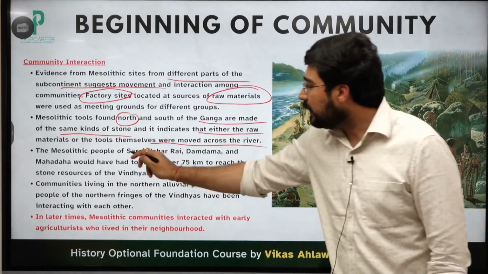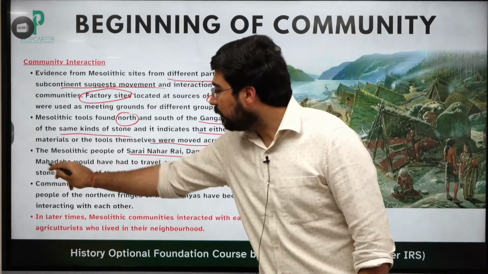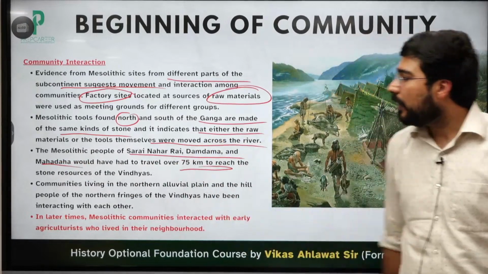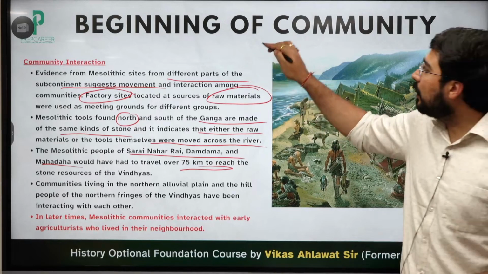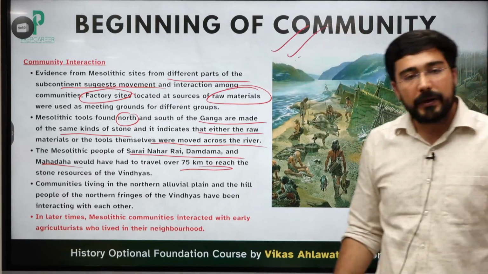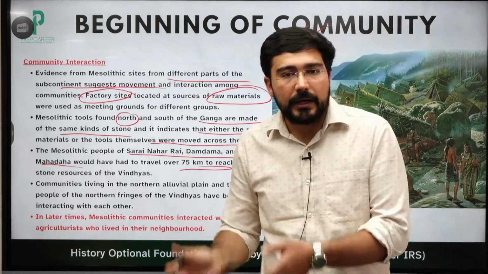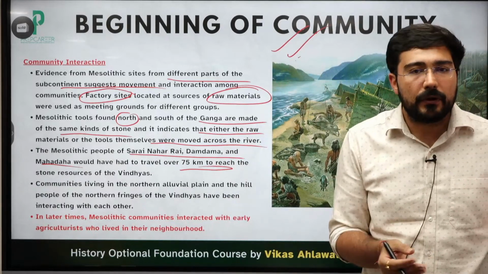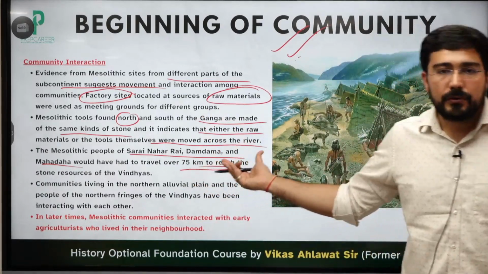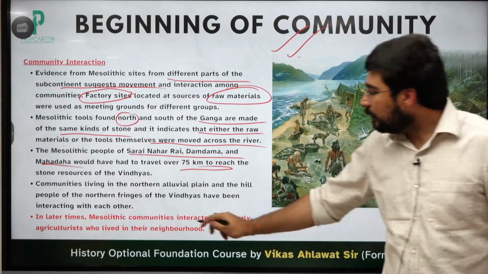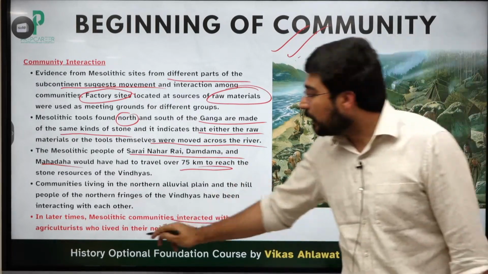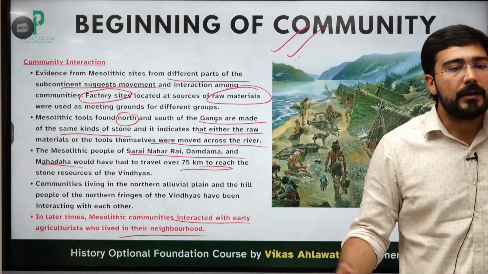Like here we can see Sarai Naharai, Damdama and Mahadama. They have to travel around 75 to reach the stone resources of the Vindhyas. So this is how the community life is now beginning, where the people are migrating not for the sake of just food, for the sake of also tools. This is the community interaction which you are talking about. Okay, so they may have even interacted with early agriculturists who lived in their neighborhood.